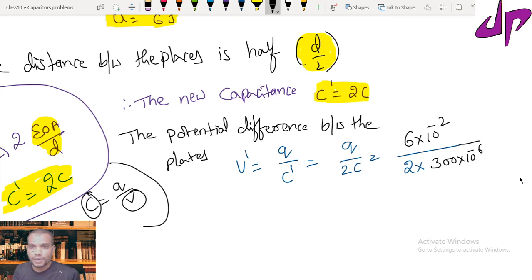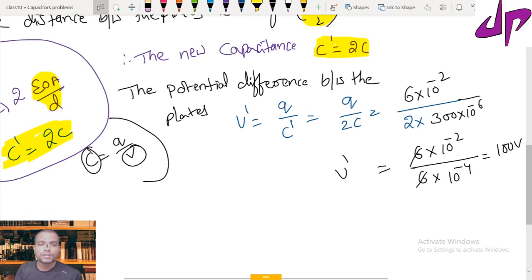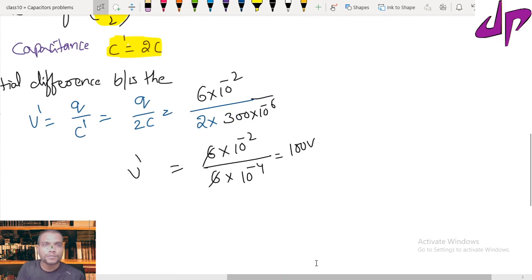If we do the simplification, the new potential difference V dash equals 6 times 10 power minus 2 upon 6 times 10 power minus 4 in the denominator. The 10 power minus 4 goes to the numerator as 10 power 4, and it becomes 100 volt. Therefore, the new potential difference V dash equals 100 volt.